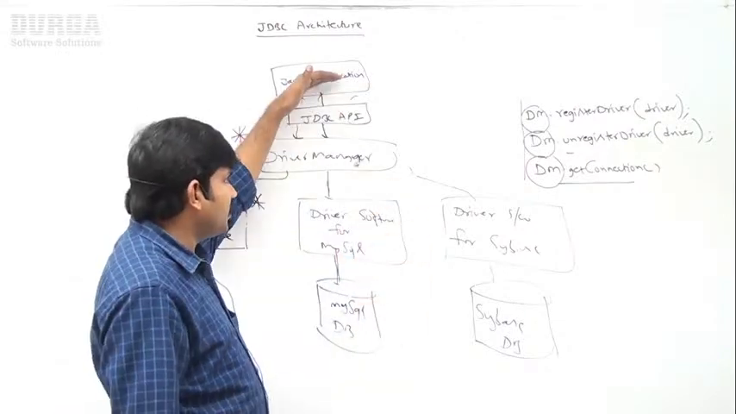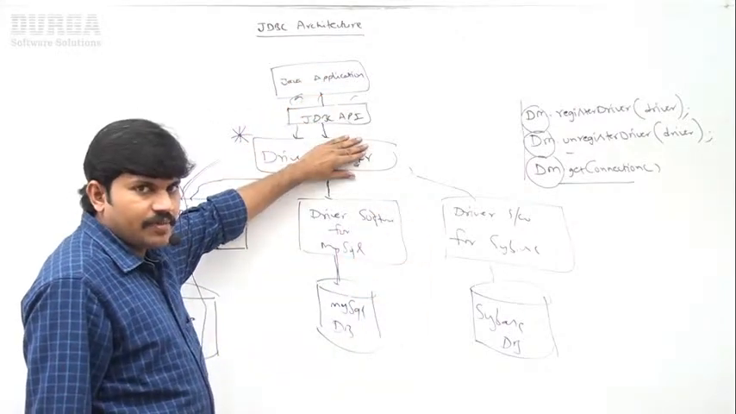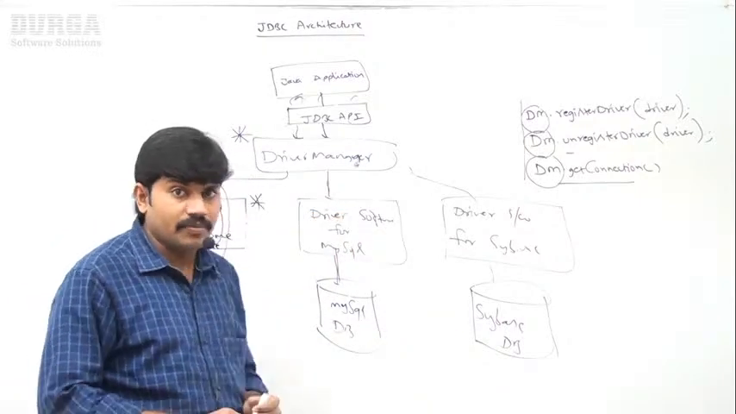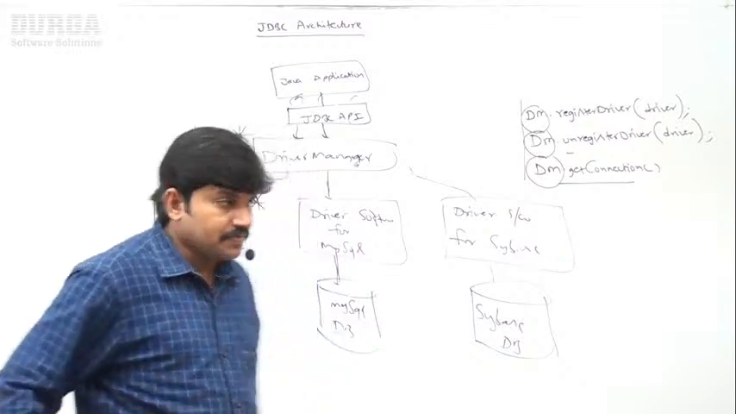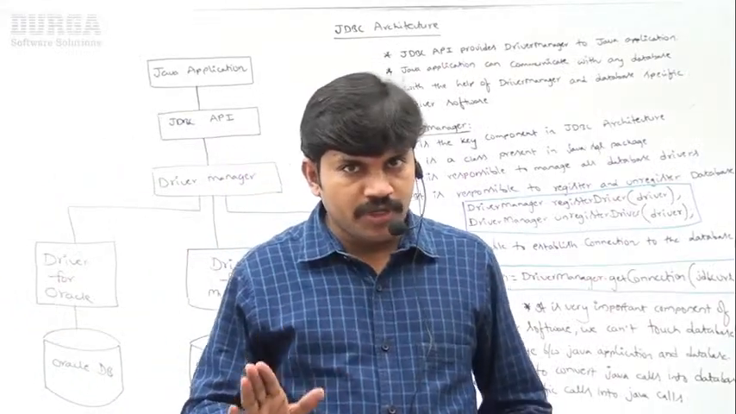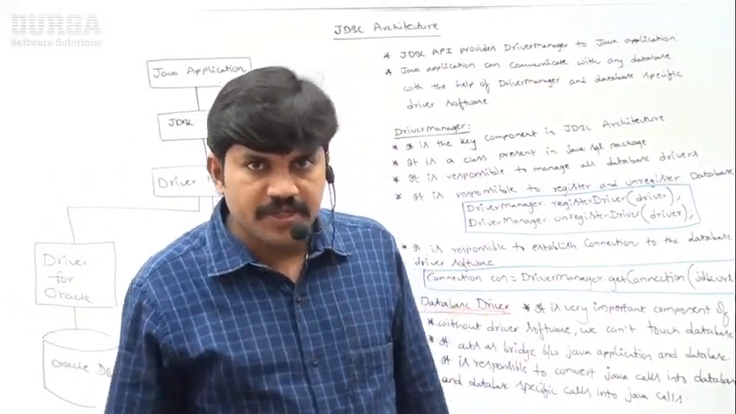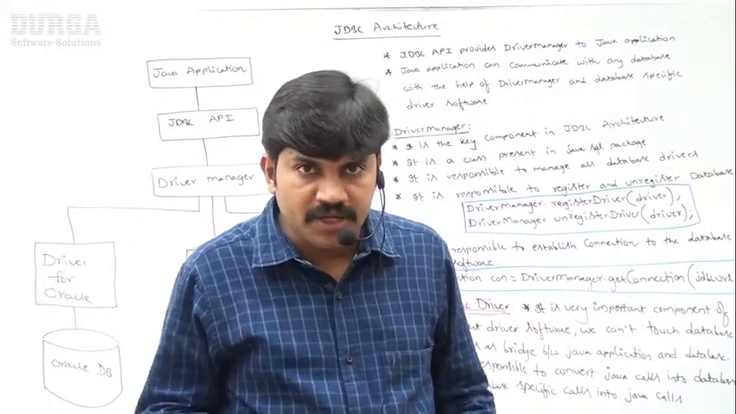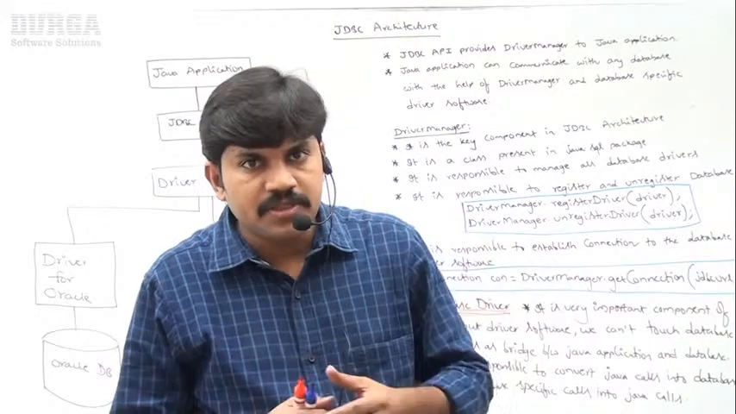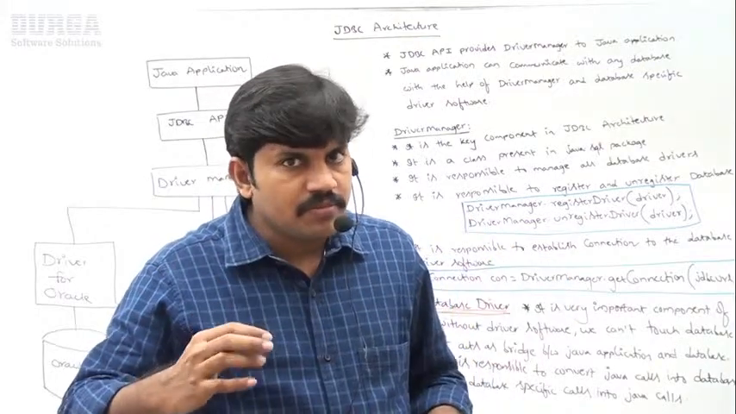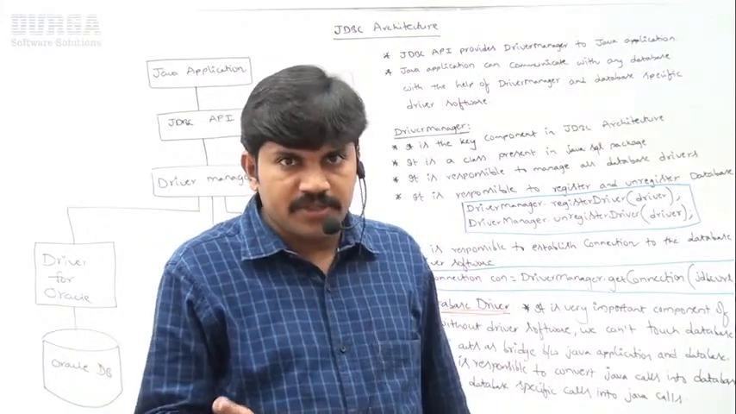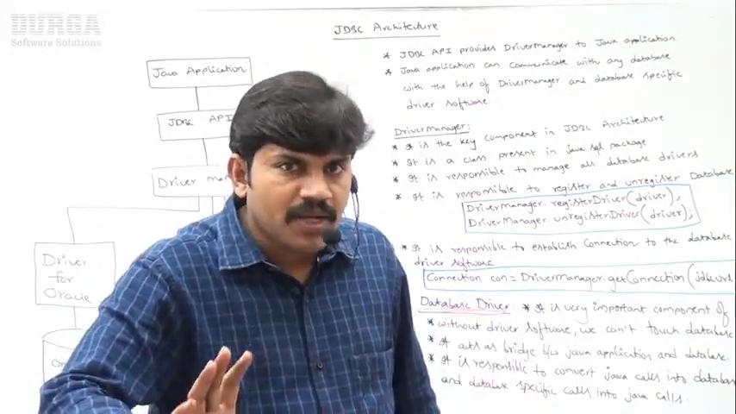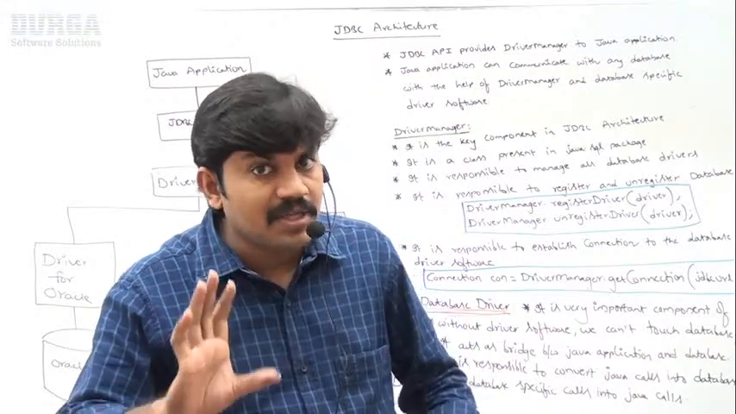Driver, Java application, JDBC API, driver manager, driver software, and then we have to talk about databases. Clear, right? Okay. Up to this we covered what is JDBC architecture and what the important components in our JDBC architecture are: Java application, driver manager, driver software, and a database. I also covered the role of each component. Let me summarize all the things so that you will get a clear picture.